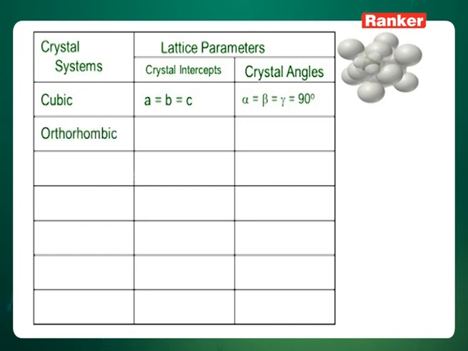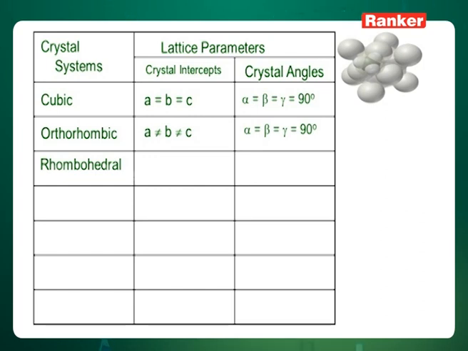Now the second is orthorhombic. In orthorhombic, the lengths of the three edges are not the same. A is not equal to B is not equal to C, but alpha equal to beta equal to gamma equal to 90. It is like this, right? One is like this, one is like this, that is orthorhombic.